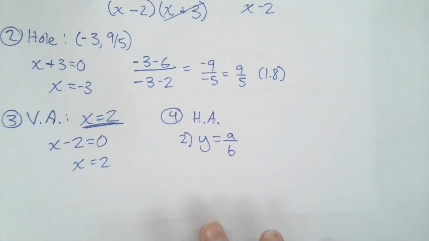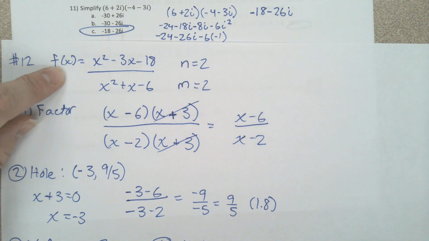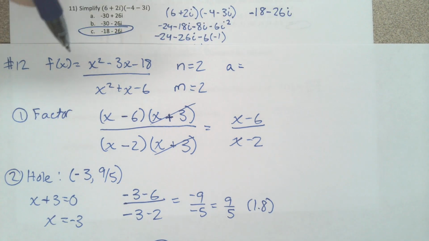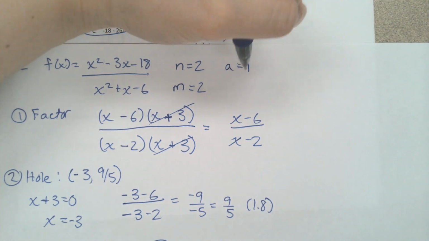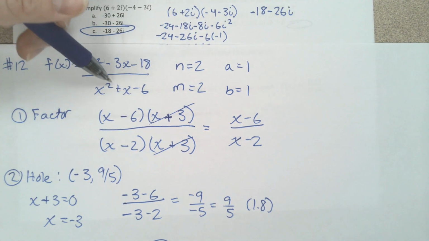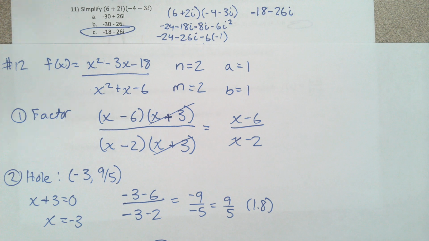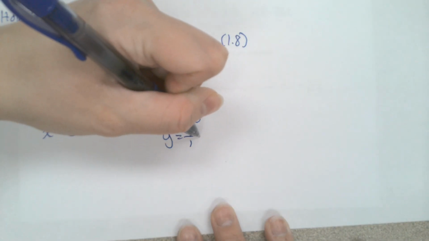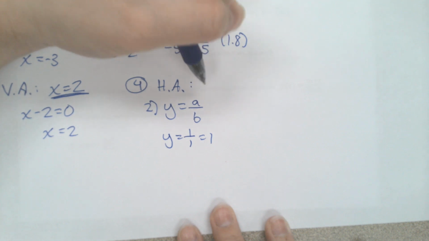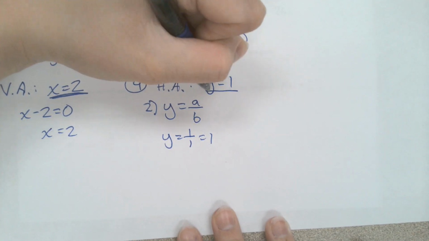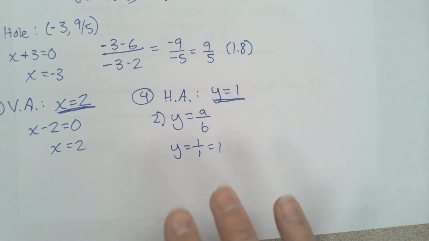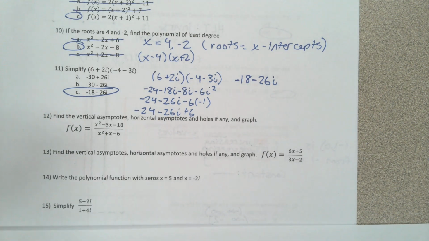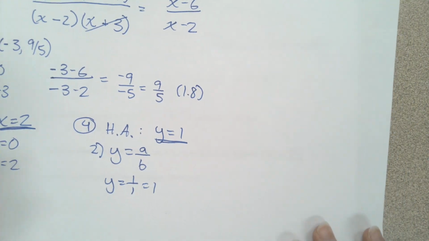So let's go back up to our function. Again, the original one. The leading coefficient here, a, it's a 1, and b is also a 1. So y equals 1 over 1, or just 1. So our horizontal asymptote is y equals 1. I believe that's all we were asked to find. Vertical, horizontal. Yep, okay, so now we graph.